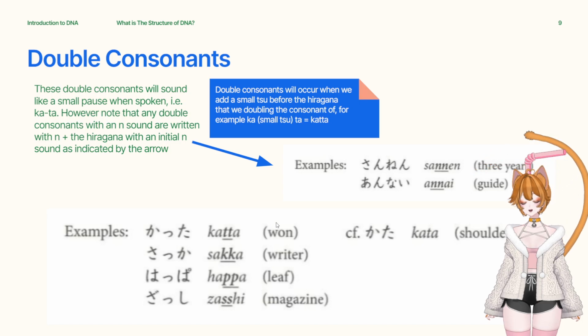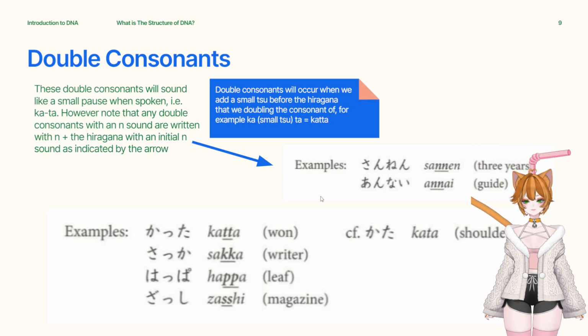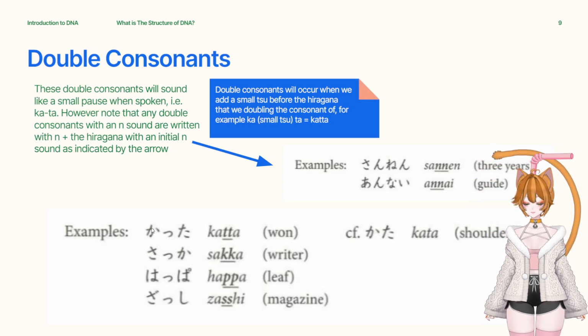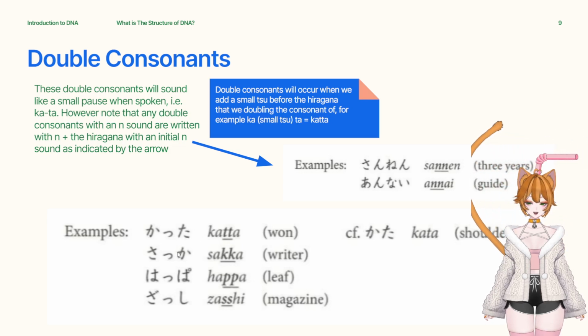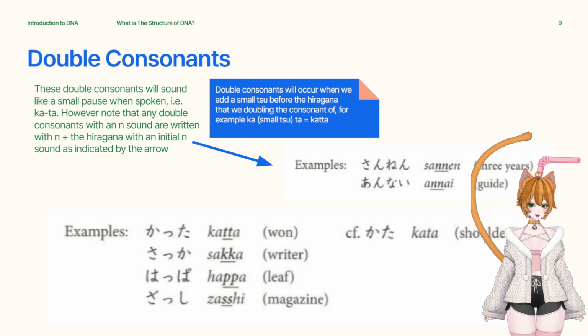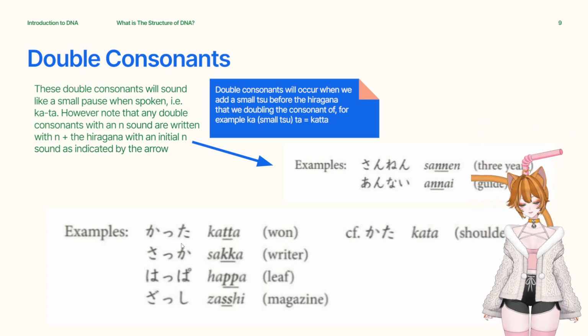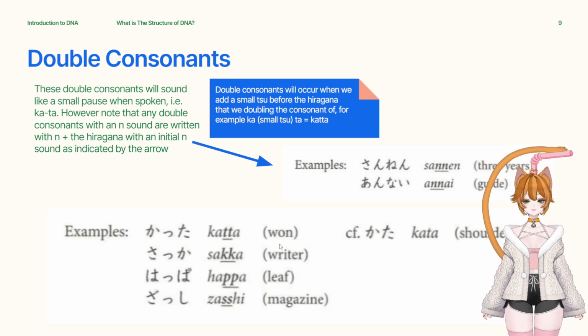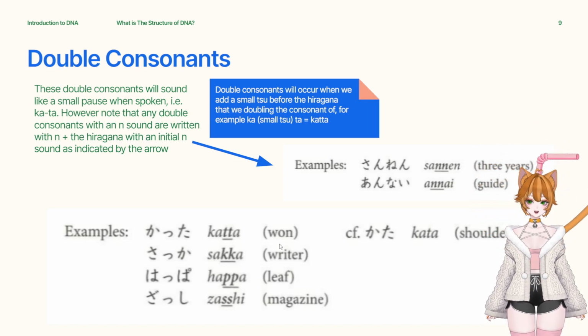But back to our non-exceptions, back to our regular ones with a small little tsu. Katta. We see that we have a small tsu between ka and ta. What the small tsu does is it elongates the consonant of the hiragana that follows it. So katta, sakka, happa, zasshi, versus kata. This would be if we said it without a pause. Kata means shoulder, but if we say it with the pause and a small tsu, katta. We have to make sure that we pronounce that pause when we have double consonants.